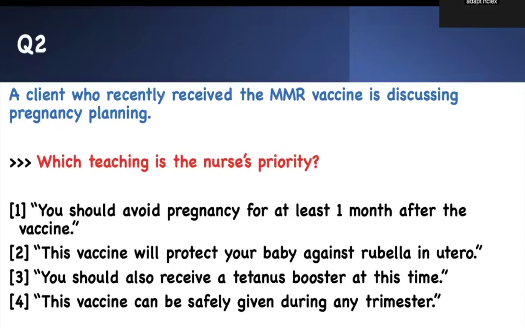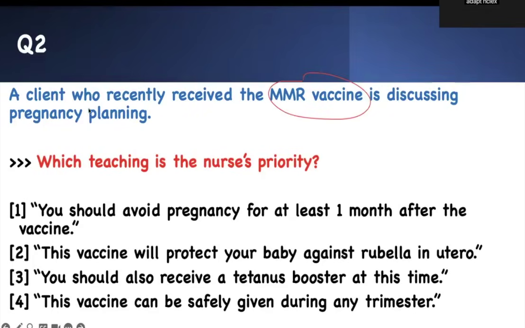Number 2, another concept regarding vaccination. Which teaching is the nurse's priority? A client who recently received what? MMR vaccine is discussing pregnancy planning. Buzzword, go for the buzzword. Always go for your buzzwords and focus on them.